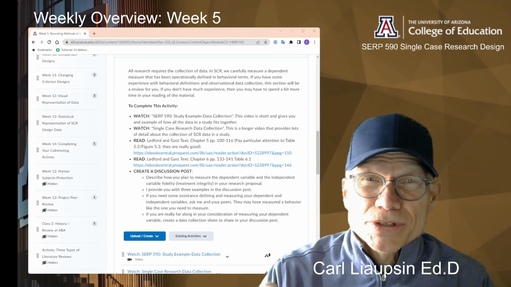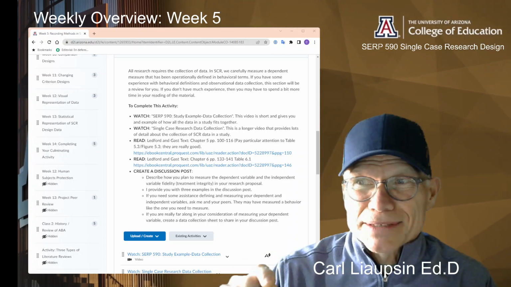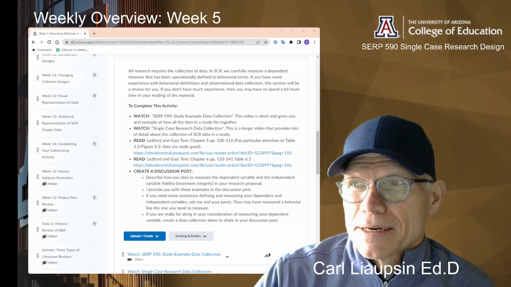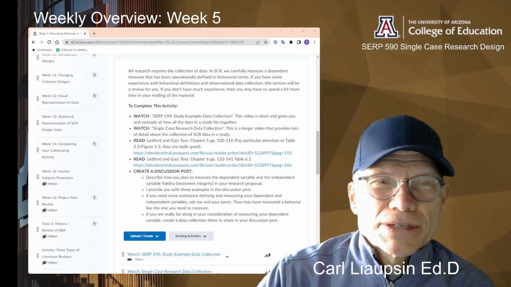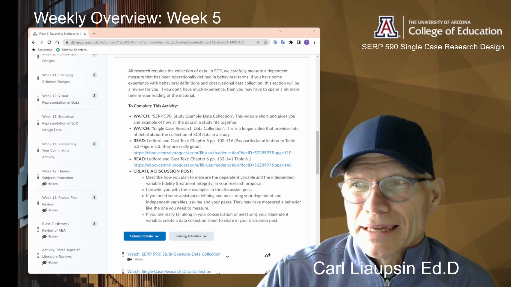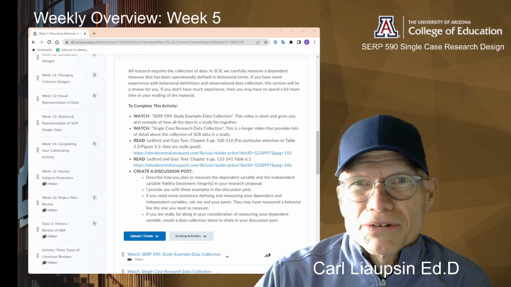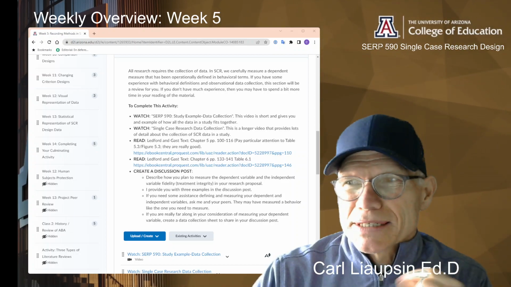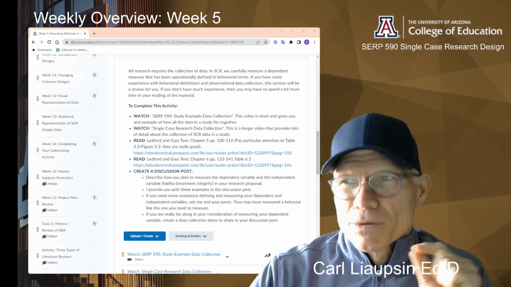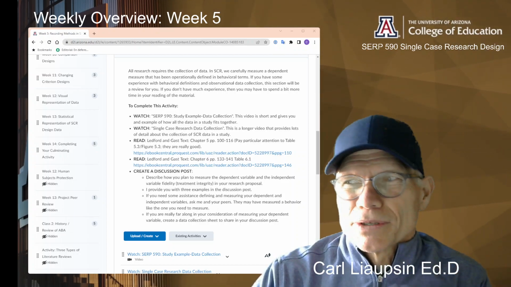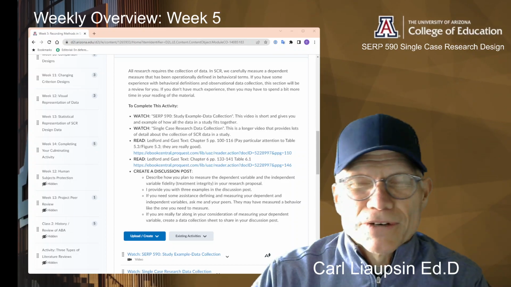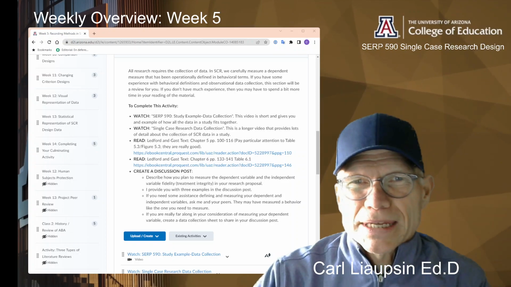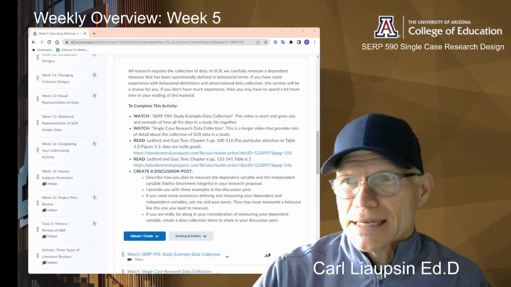And that will help you understand the Ledford and Gast text. I don't ask you to read a lot in Ledford and Gast, about 16 pages in chapter 5 and about 8 or 9 pages in chapter 6. In chapter 5, pay particular attention to table 5.3 and figure 5.3. They're really good with relation to understanding selecting data collection techniques.